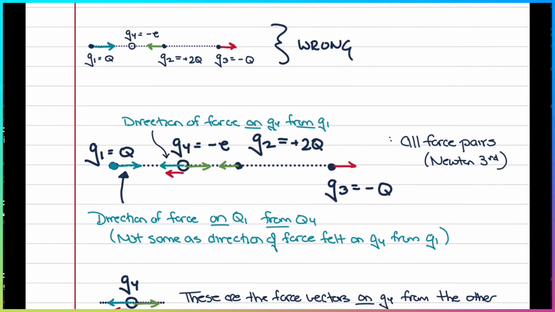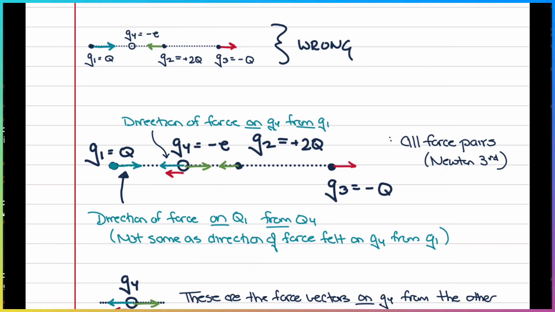So on Q4, Q4 is pulled towards Q1. So this is the direction of the force on Q4 from Q1. This electron is pulled towards Q2. So this is the arrow on Q4 from Q2. Then it is repelled from Q3. So this is on Q4 from Q3. The arrow is drawn on the object Q4. Again, this arrow is on Q1 from Q4. Again, not what I asked. This is what I was looking for.